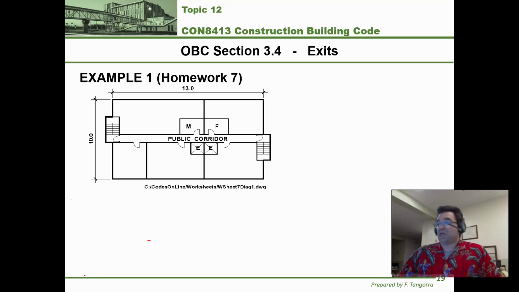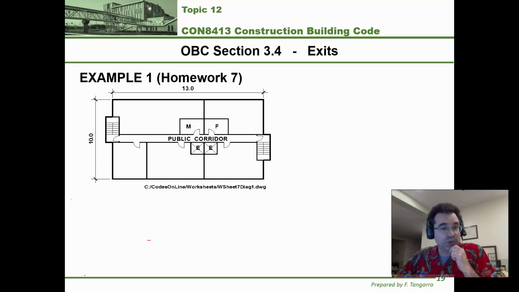I plucked this out of homework 7. It's an example, and it's not in your course notes because it's part of your homework, and you're going to do it as part of your homework. We have a floor area. The length of this floor area is 13 meters. The width is 10 meters.